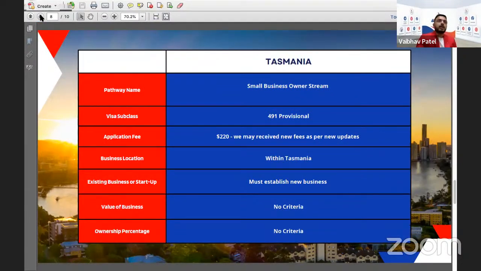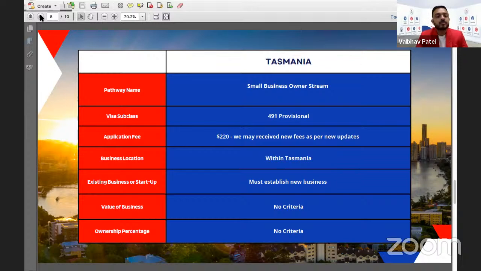Now, next one is Tasmania. Again, similar to South Australia, Tasmania will only accept a newly established business. That means, unlike Canberra and Queensland, if you purchase an existing business, Tasmania does not accept it. Tasmania also only has an option for a 491, similar to what we have in Queensland, that the program is only available for 491 nominations. So 190 and 491 both are available in Canberra and South Australia, whereas in Tasmania and Queensland, there is only 491 under small business ownership.